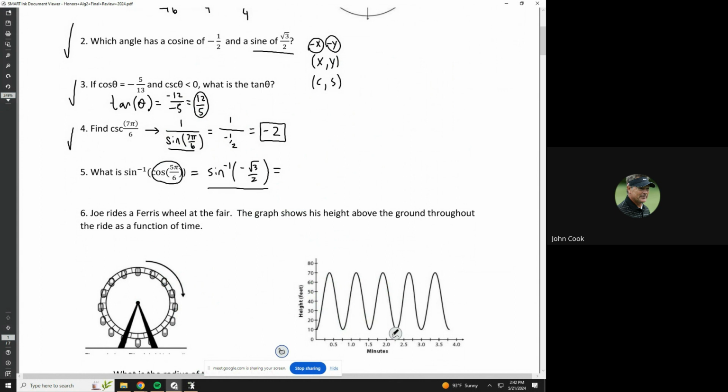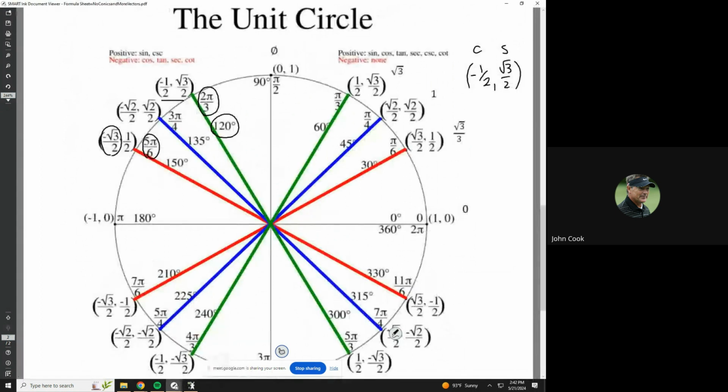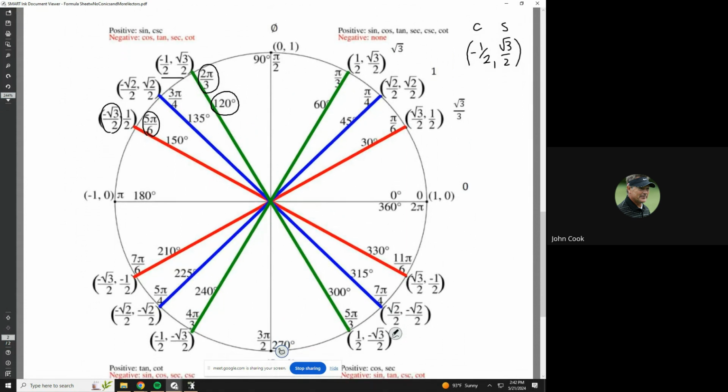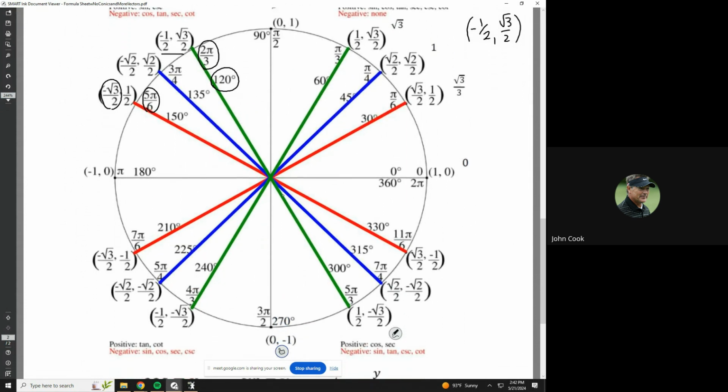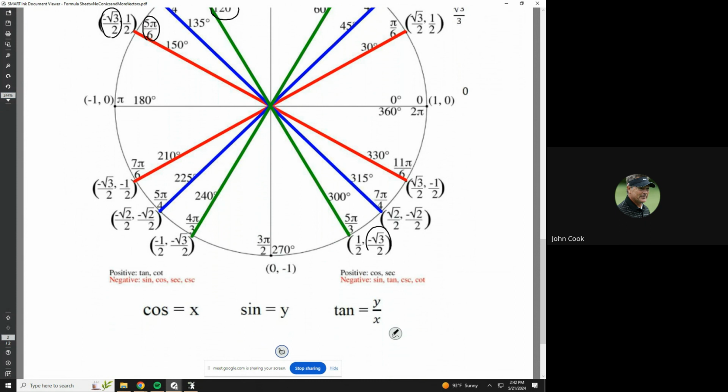So I go over to my unit circle. Yeah, no big deal. I can find that. All right, so the sine is the second number, where it has a negative square root of 3 over 2. There's one of them right there. Okay, so, 5 pi thirds or 300 degrees. And look, there's another one right over here, and that's at 4 pi thirds.